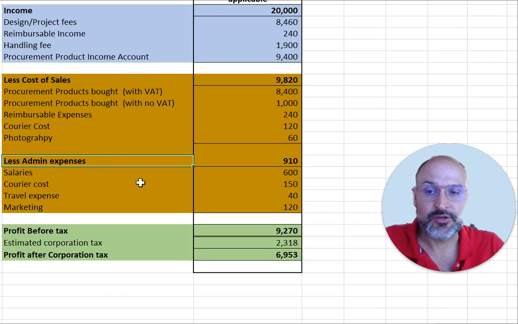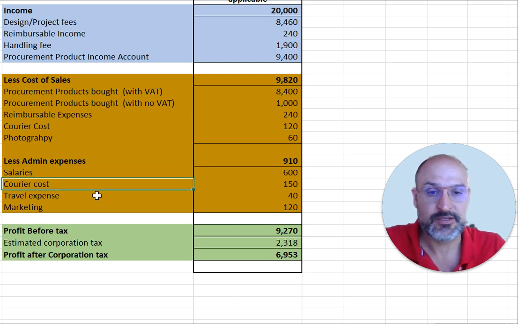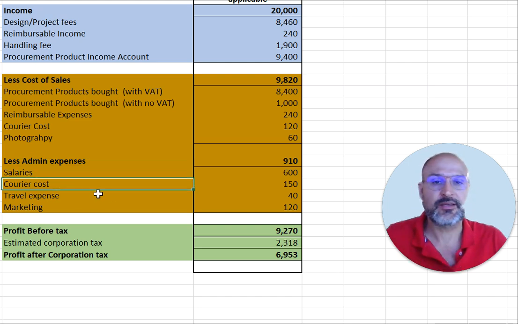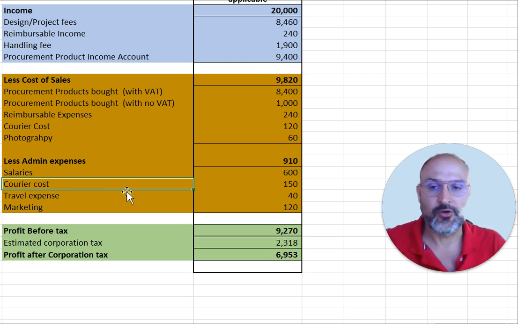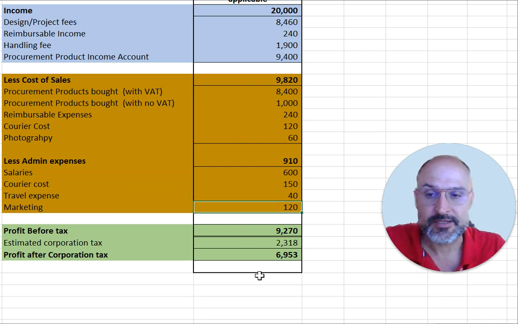And then if you scroll down, you'll also have your other general administrative expenses like salary, courier cost. This will be office costs. So when it's not directly to a project, you had to just courier something for the office to a supplier, or you're developing a new product, or whatever that may be. And then obviously your marketing expenses.